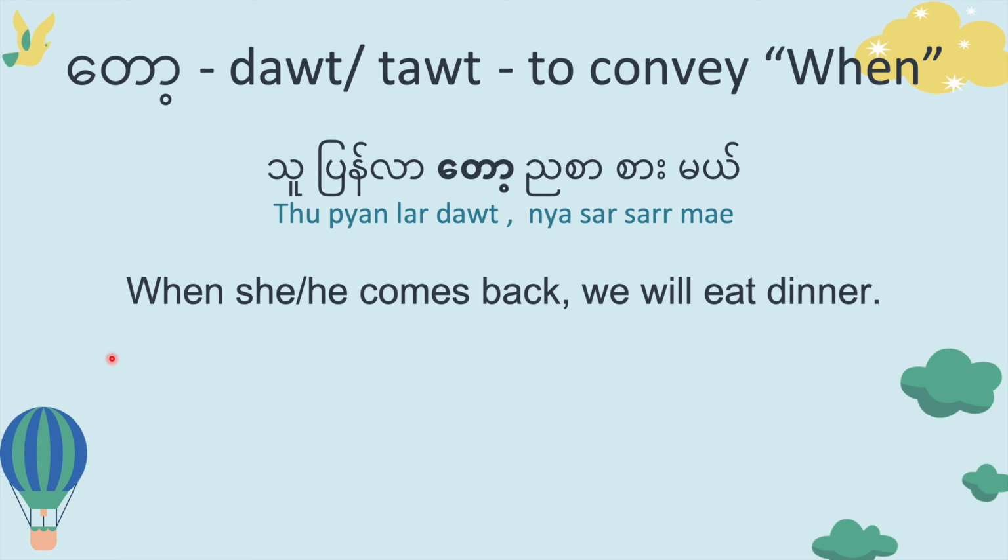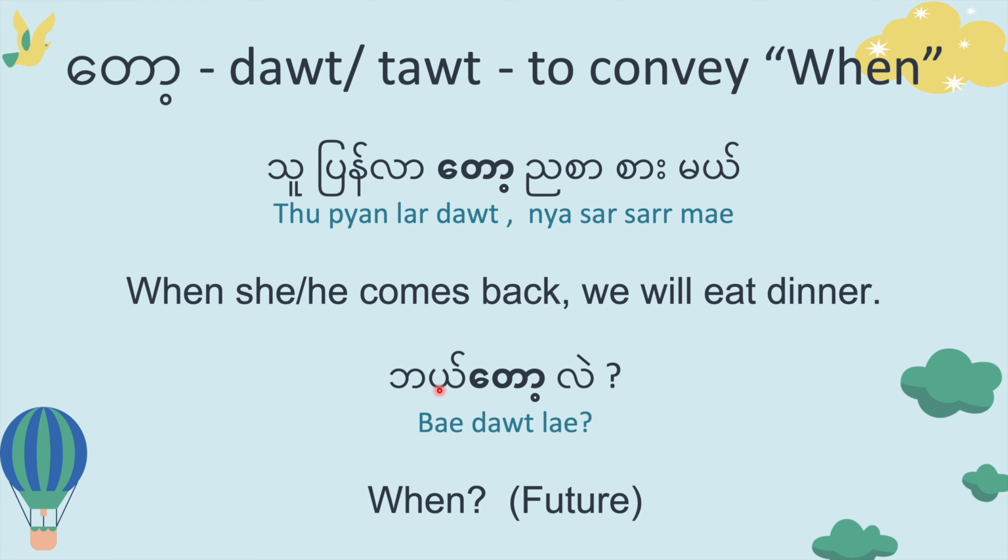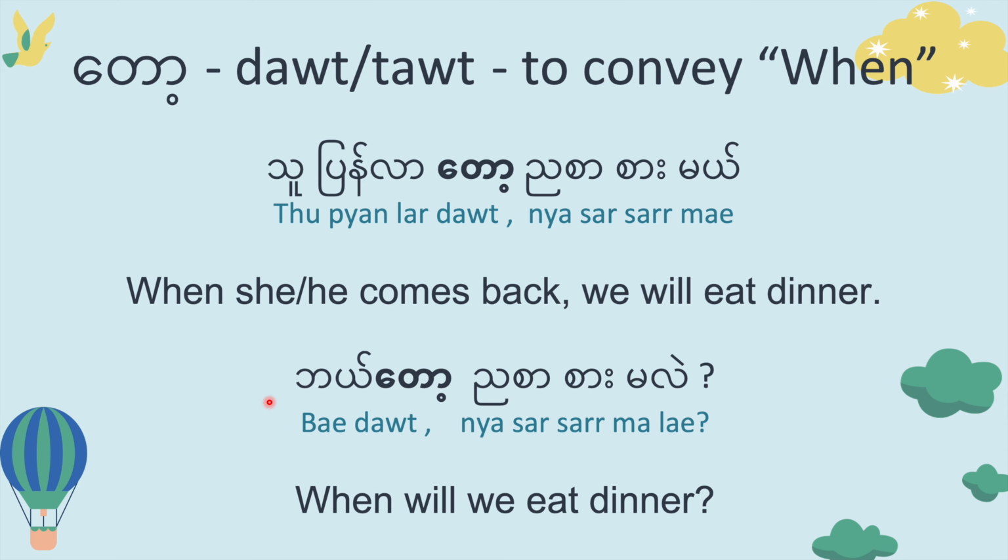Okay, I would like to show you how to question with do. You can ask be do le for something happening in future. For example, be do nya sa sa me le. When will we eat dinner? When are we going to have dinner? Be do nya sa sa me le. Tu pian la do nya sa sa me. When he or she comes back, we will eat dinner.